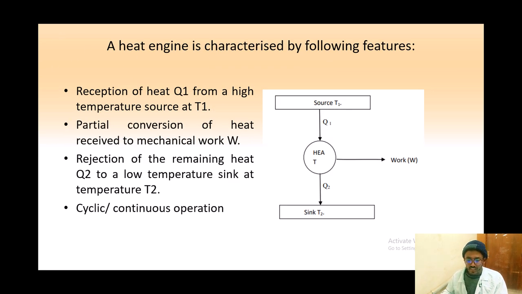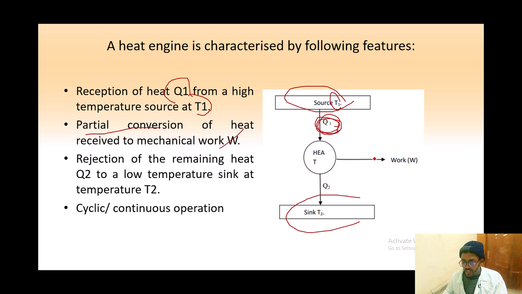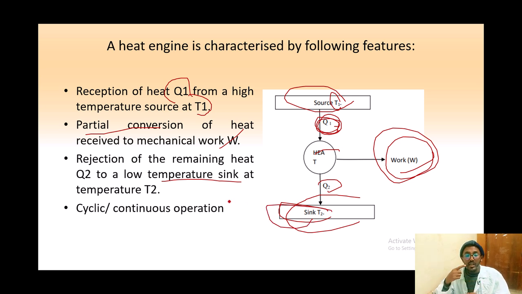So let's see this part. We have the heat source here. We have heat sink. So reception of heat Q1 from high temperature source at T1. So there is a high temperature source at T1, and we are receiving heat Q1, right? And there is partial conversion of heat received to mechanical work. So here we have heat, so partially we are going to change this into work, mechanical work, right? And the rejection of the remaining heat is Q2, which goes to the low temperature sink, which is heat sink at T2. So this is like a repetitive process, which is cyclic or continuous operation.